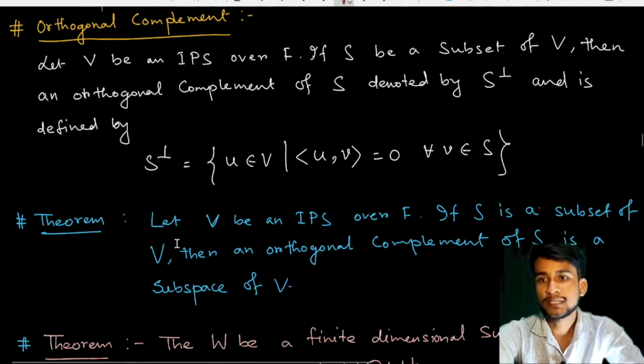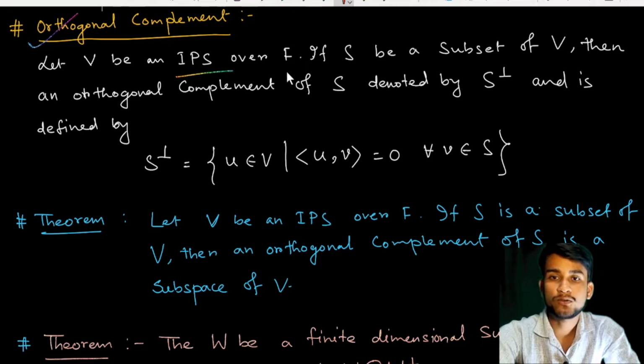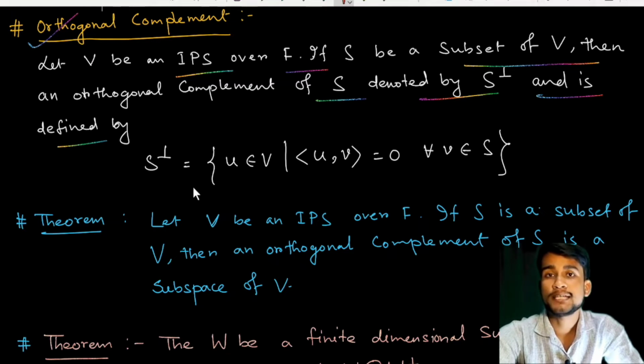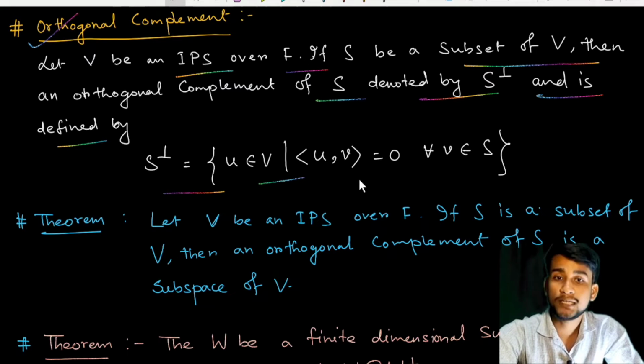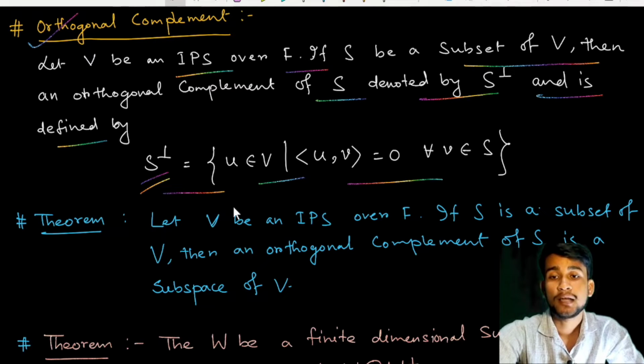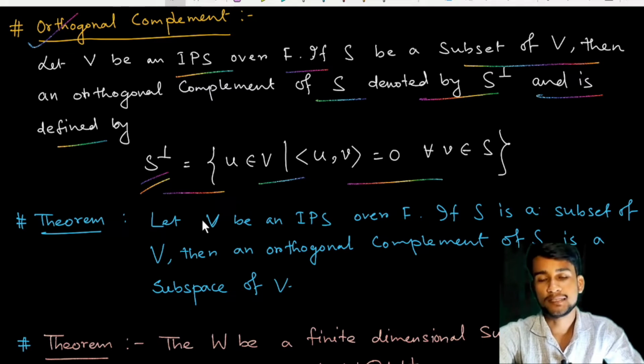Now let us come to another definition, the orthogonal complement. Let B be an inner product space over F. If S is a subset of B, then the orthogonal complement of S is denoted by S perpendicular and is defined as the set of U belonging to B such that the inner product of U and V is equal to 0 for all V belonging to S. This set contains the vectors which are orthogonal to the vectors of S. This is the definition.